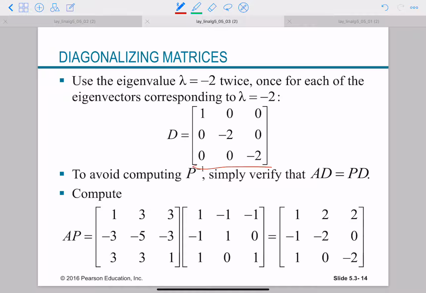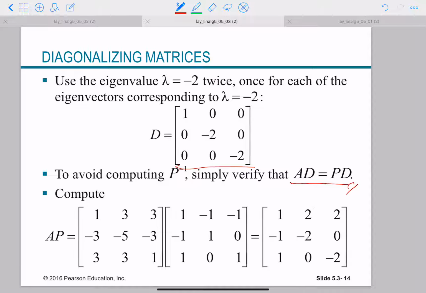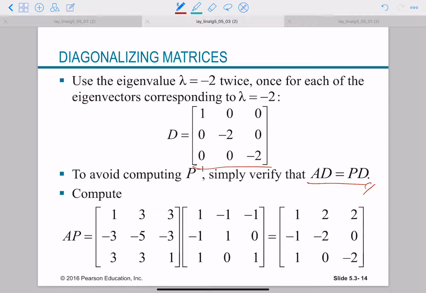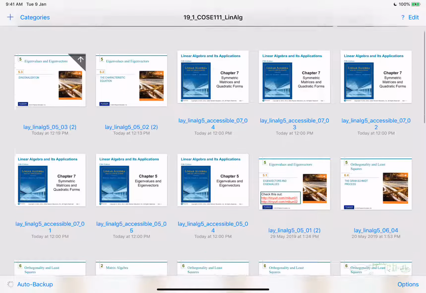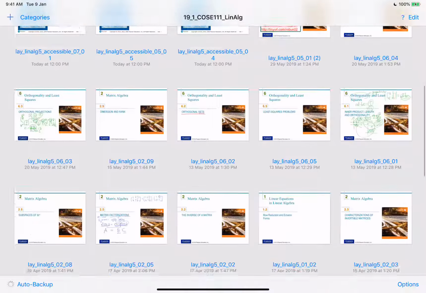Okay, and then we can verify that AP is equal to PD. It's a typo, right? So that's how we diagonalize a given matrix. Okay, it's almost a review of what we already studied. And now let's move to the next chapter.